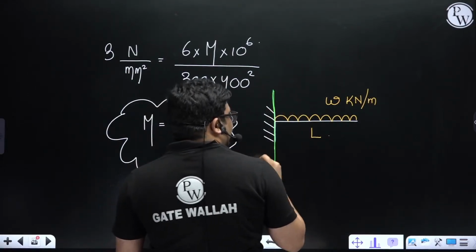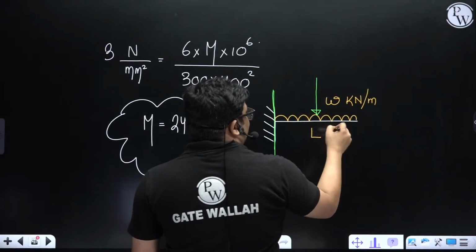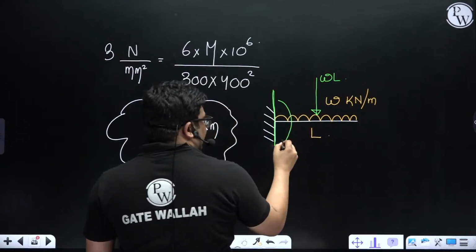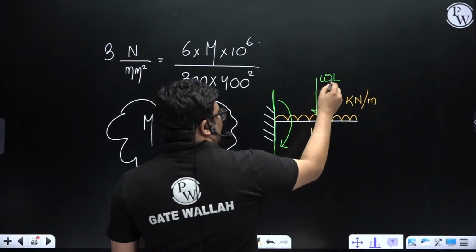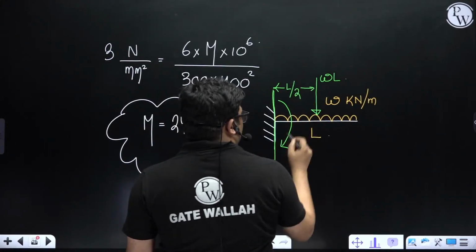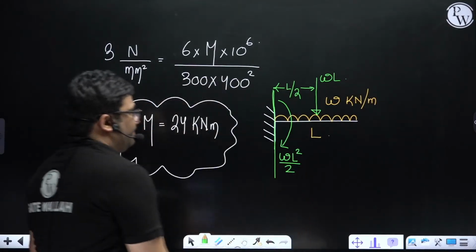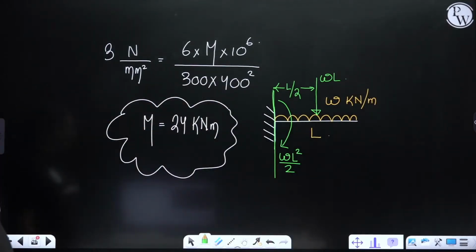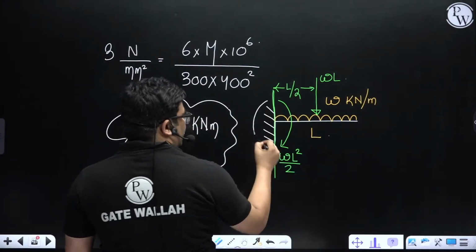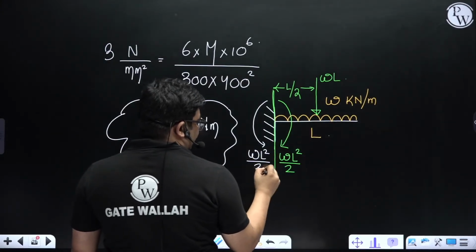Now, how do we find the bending moment? This load will be W into L. So the bending moment generated is W into L, and this distance is L by 2. So the moment is WL square by 2, right? To balance it, the bending moment will be WL square by 2 only. So this is the maximum bending moment here.